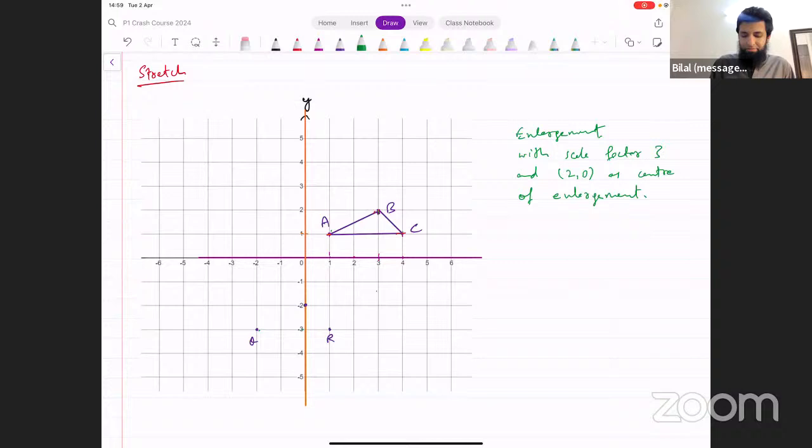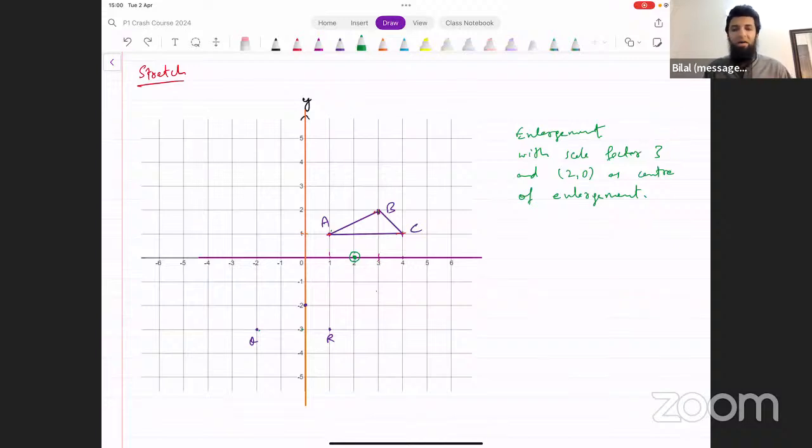How would you do this? Point 2, 0 is here, right? This point here. This is the point of reference. This is the invariant point, center of enlargement. The way to do enlargement was you used to measure the distance of each point from the center of enlargement, and you would multiply that distance by 3, right? Whatever the scale factor is. In this case, the scale factor is 3.